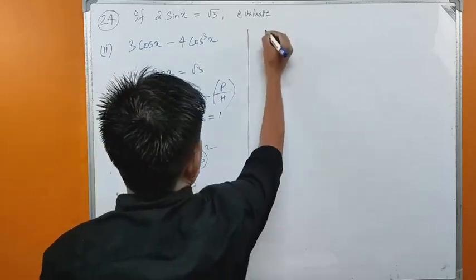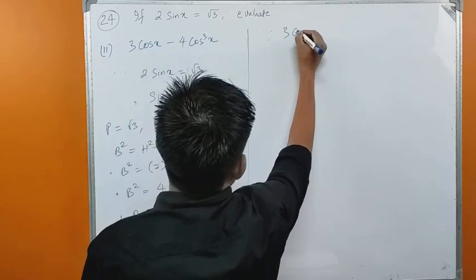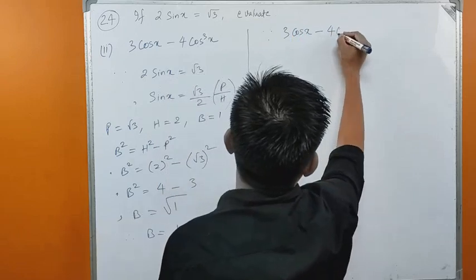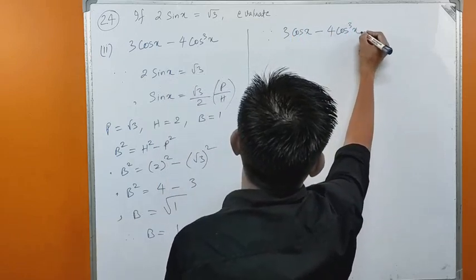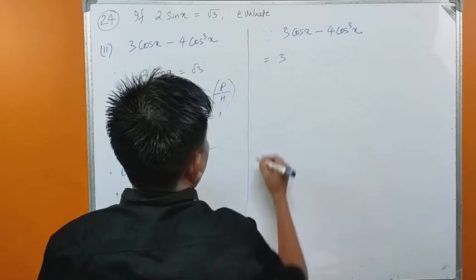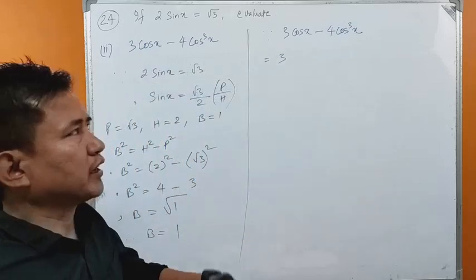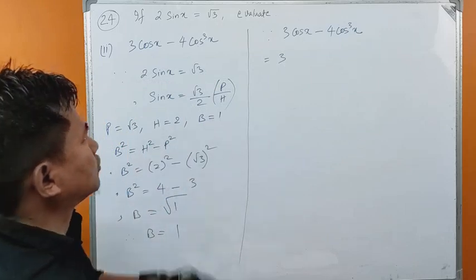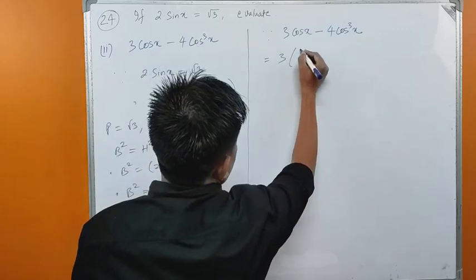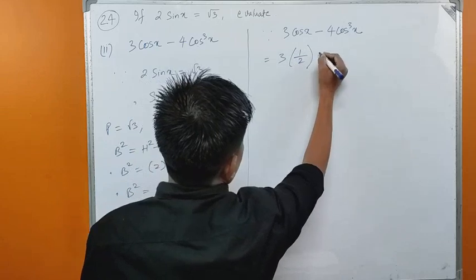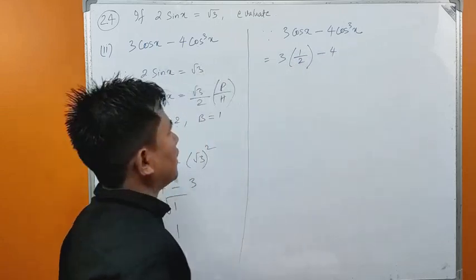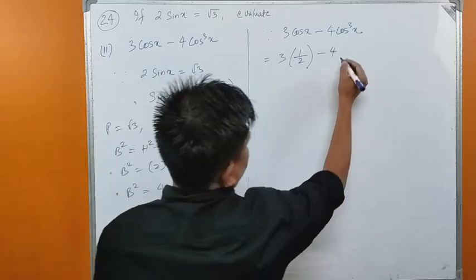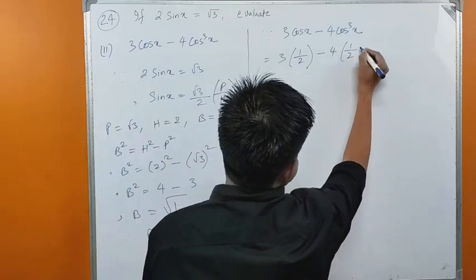Since 3 cos x minus 4 cos cube x, isn't it? Cos cube x. So 3, what is cos x? Cos x means base upon hypotenuse. What is base? Base is 1, hypotenuse is 2. Base upon hypotenuse minus 4 cos cube x. So base is 1, hypotenuse is 2.